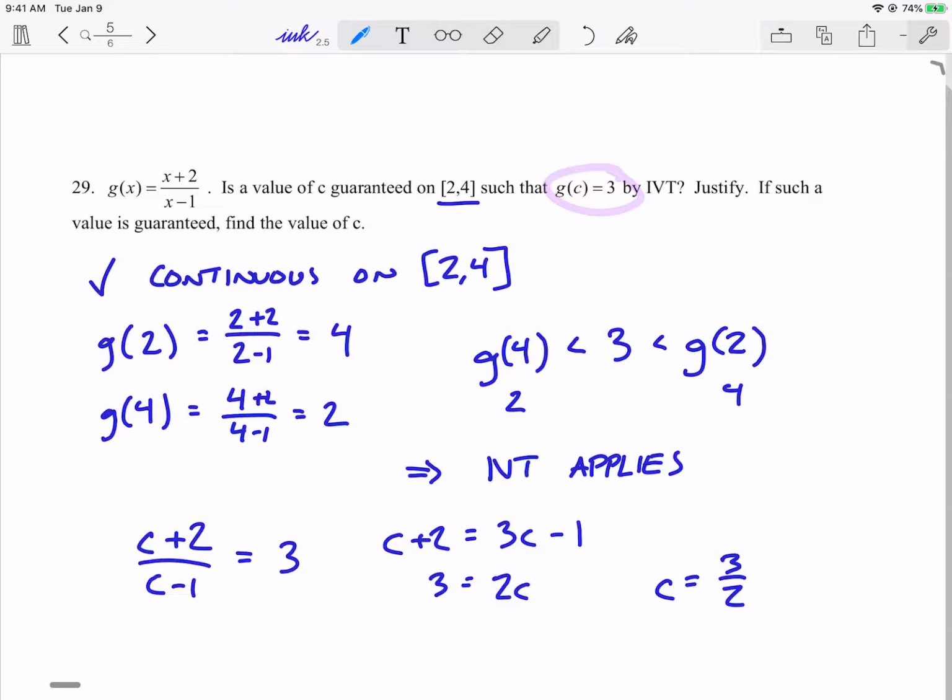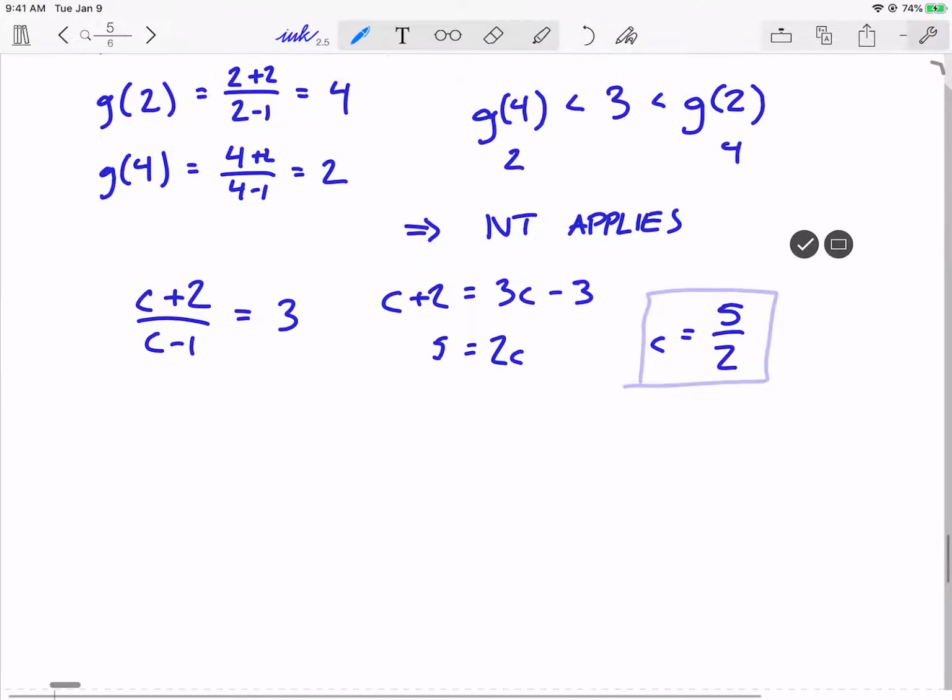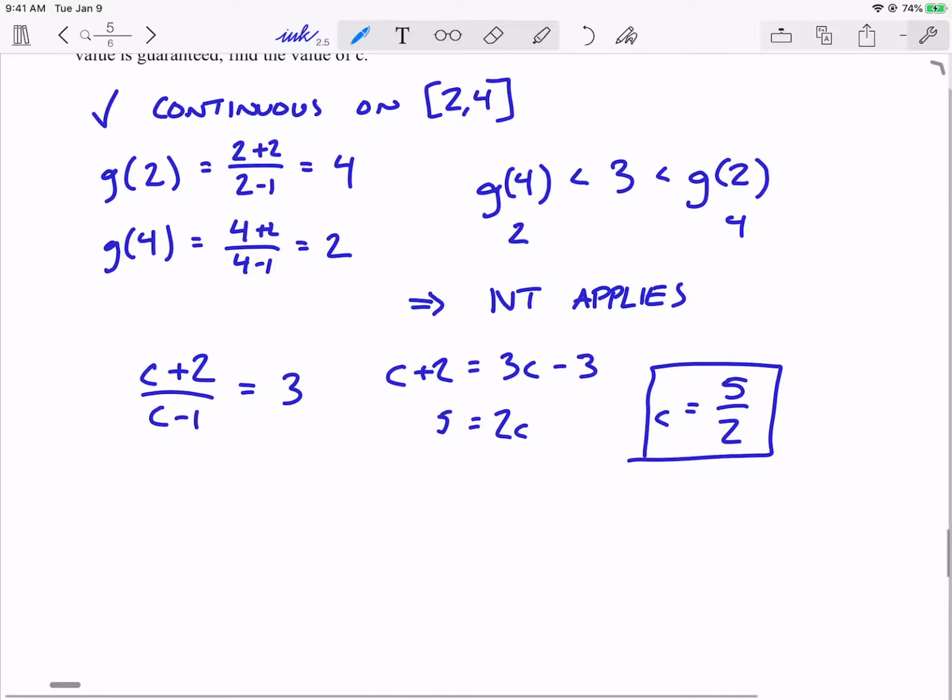Did I do math wrong? 3 over 2, c plus 2, c minus 1. Come on, Mr. Spinelli, you got to distribute better than that. So 3c minus 3. So then I've got 2c equals 5. So I've got c equals 5 over 2, which is about exactly 2.5, which is in the interval between 2 and 4. So you got to make sure you check that that's actually in your interval. Hopefully this helps. Thank you for watching.